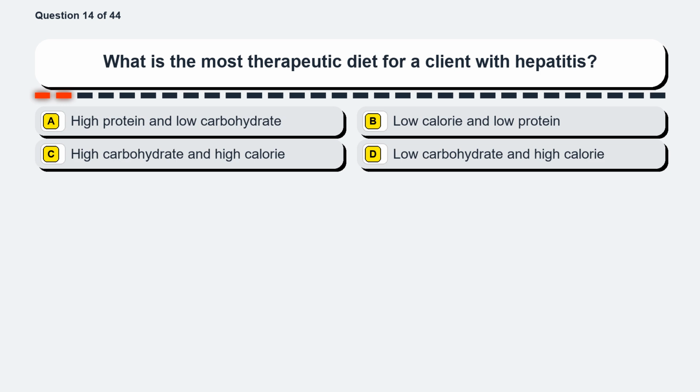Question 14. What is the most therapeutic diet for a client with hepatitis? Option A. High protein and low carbohydrate. Option B. Low calorie and low protein. Option C. High carbohydrate and high calorie. Option D. Low carbohydrate and high calorie.